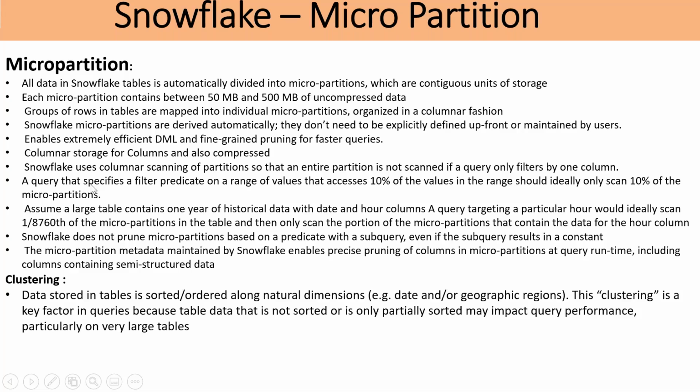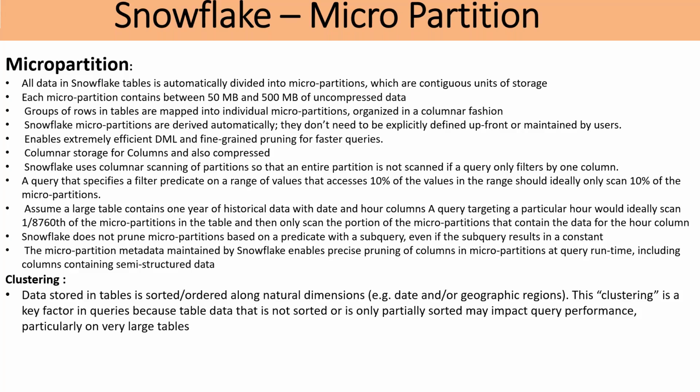And then a query that specifies a filter predicate and a range of values that accesses 10% of values in the range should ideally only scan 10% of micro partitions. This is an important thing for your tuning purposes, guys. Whenever you're trying to tune your query, this is one of the rules that I follow, and I would suggest you keep it in mind. If somebody asks you how you can tell that your query is doing good or bad?